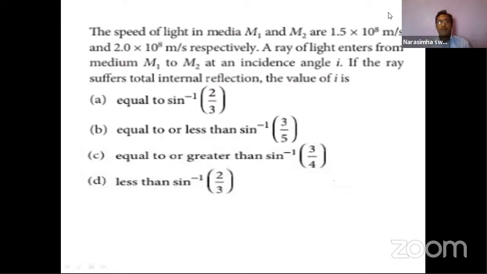So from one medium to another medium, the light ray is incident at an angle I. If the ray suffers total internal reflection, then what is the value of I? He's asking for the angle of incidence. What could be the angle of incidence such that total internal reflection takes place? What is the condition? The angle of incidence should be more than the critical angle. So we need to calculate the I value. These are the options.